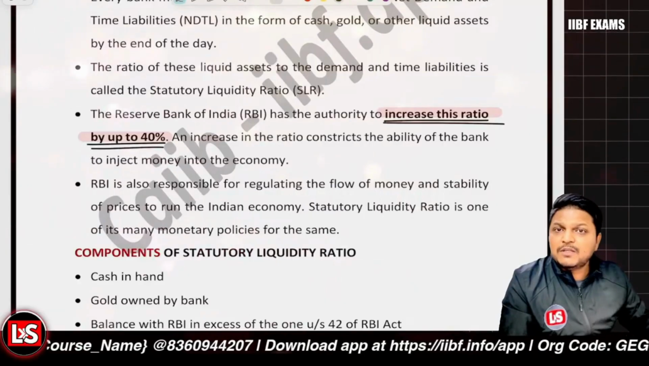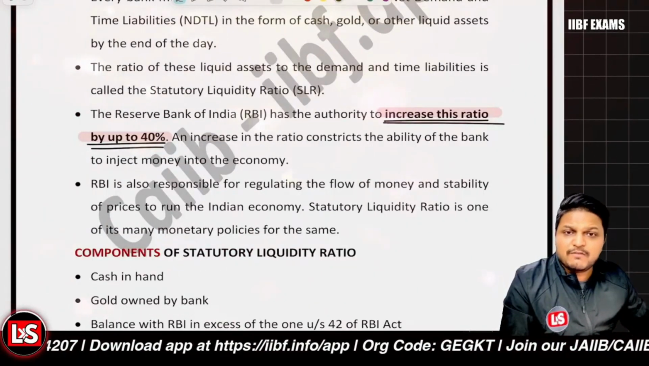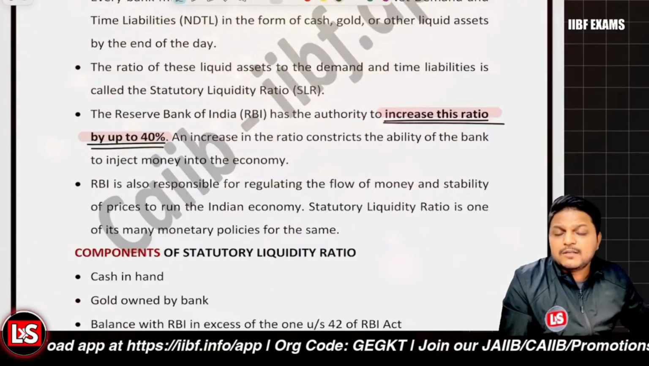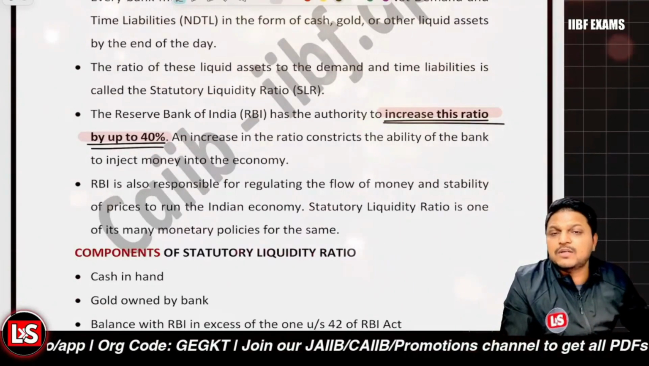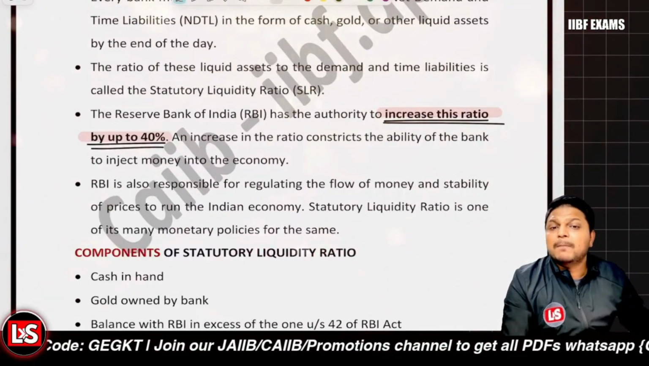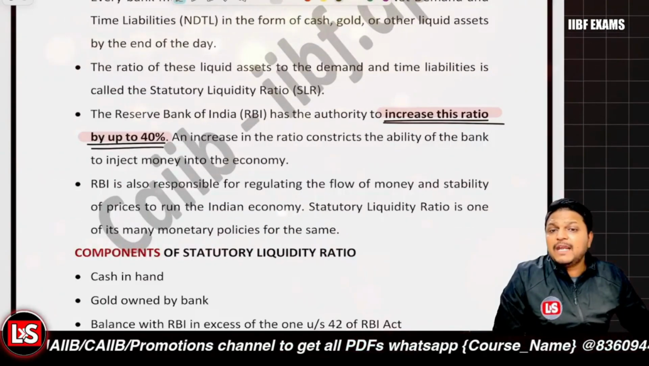So let's say if the SLR is increased, then lesser lendable funds will be available with the bank, and lesser money supply will be there in the market. So this is how the Reserve Bank of India controls the money supply. Clear with it?